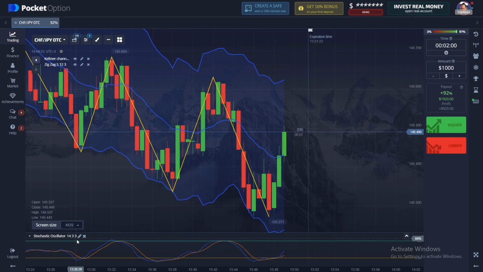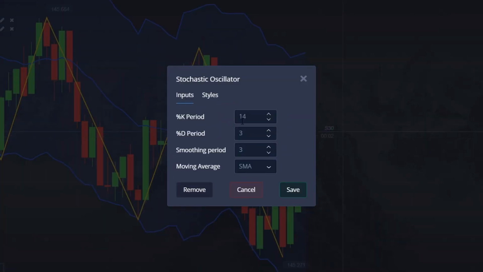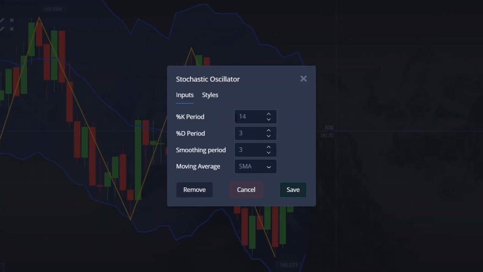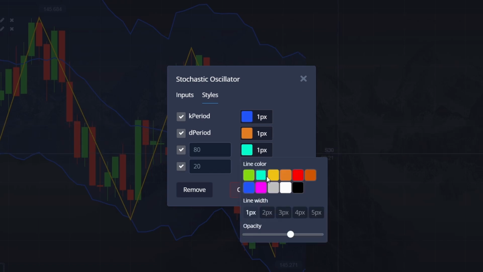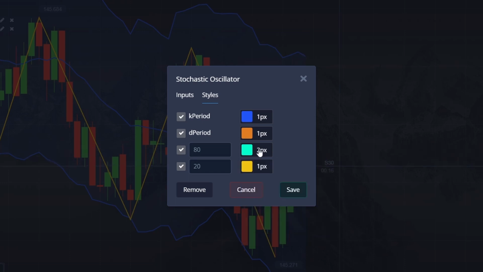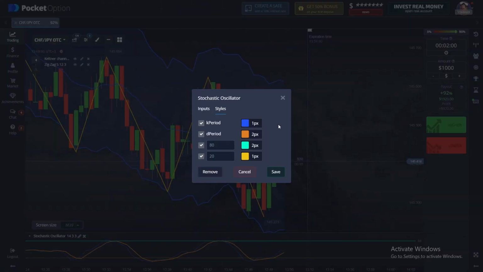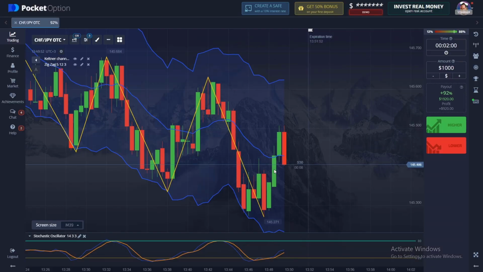The last indicator is the Stochastic Oscillator, and everything on this indicator I'm just going to leave as default, as you see here. Especially in this style, I'm just going to increase the width to 2, and this one here I'm just going to increase too. The rest I'm just going to leave as default. I increased the line width.